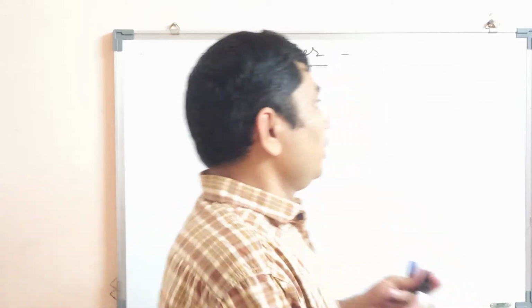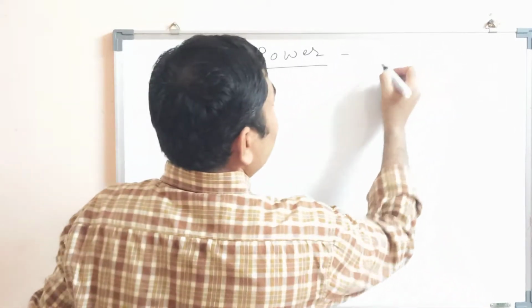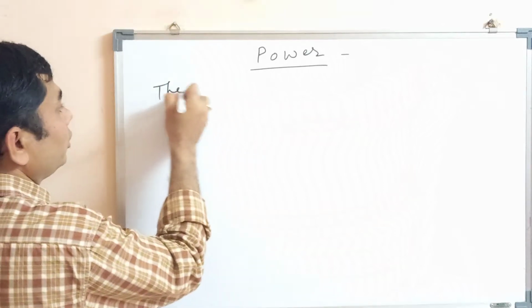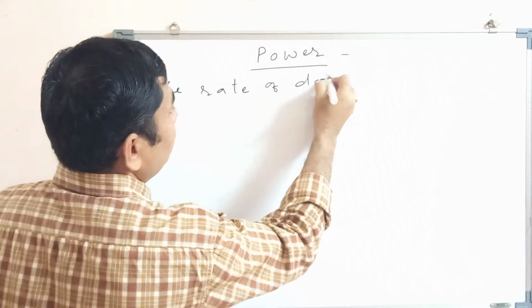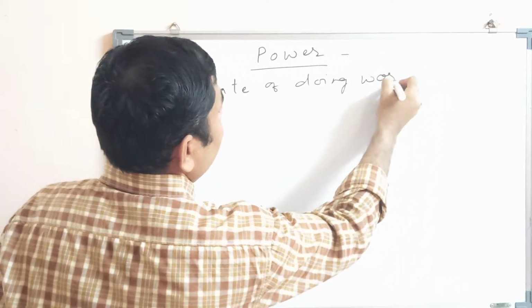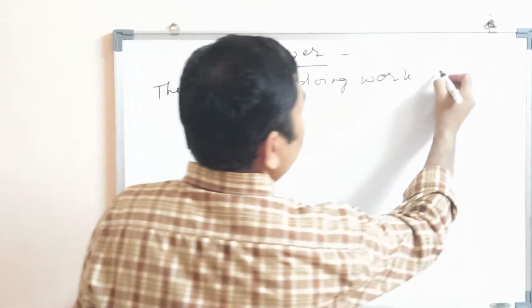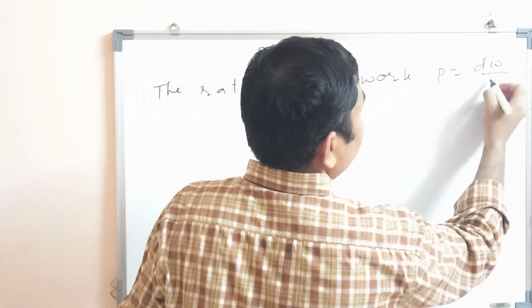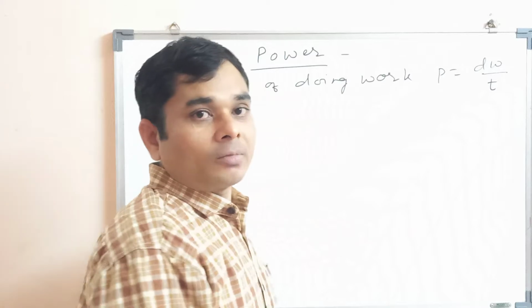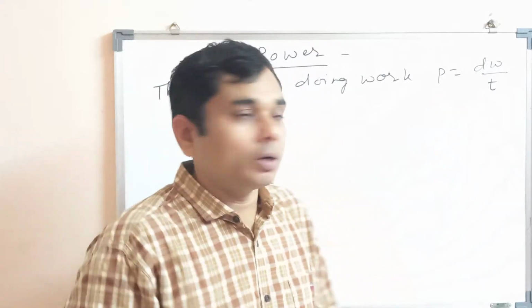Hello everybody, today we are going to discuss the last part of this chapter, that is power. So what is power? Power is the rate of doing work. So power P will be equal to what? The work done dW divided by the time that is taken for doing this work.